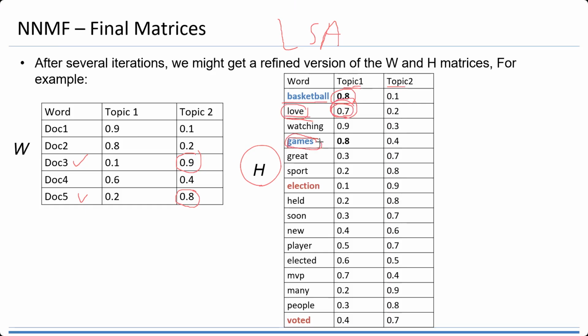Particular words like games are high on topic 1, and particular words like election are high on topic 2. Then we can say that topic 2 is more likely about politics, because the words related to politics are high on topic 2. But other words like many, soon, and new are ambiguous, so you cannot interpret with this kind of word.